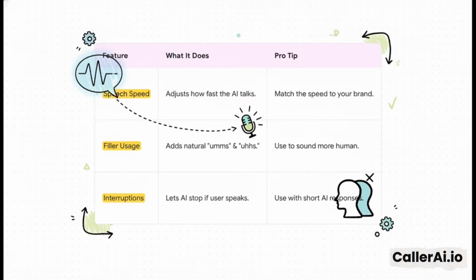And there are other little tweaks that make a world of difference. You can adjust how fast or slow the AI talks to match your company's vibe. You can even add in some natural-sounding filler words like "and so" so it sounds more human. Here's a pro tip. Let people interrupt the AI, but make the AI's own responses nice and short. That really helps avoid those moments where you're both talking at once.